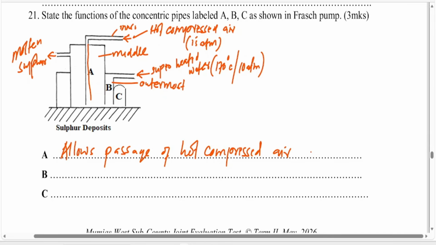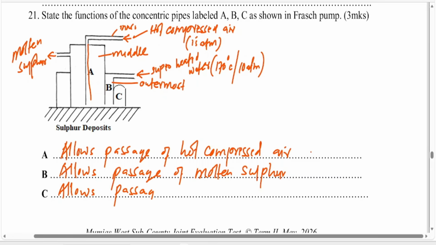B, which is now the middle pipe, allows passage of molten sulfur to the outside. C is the outermost pipe, which allows passage of superheated water.